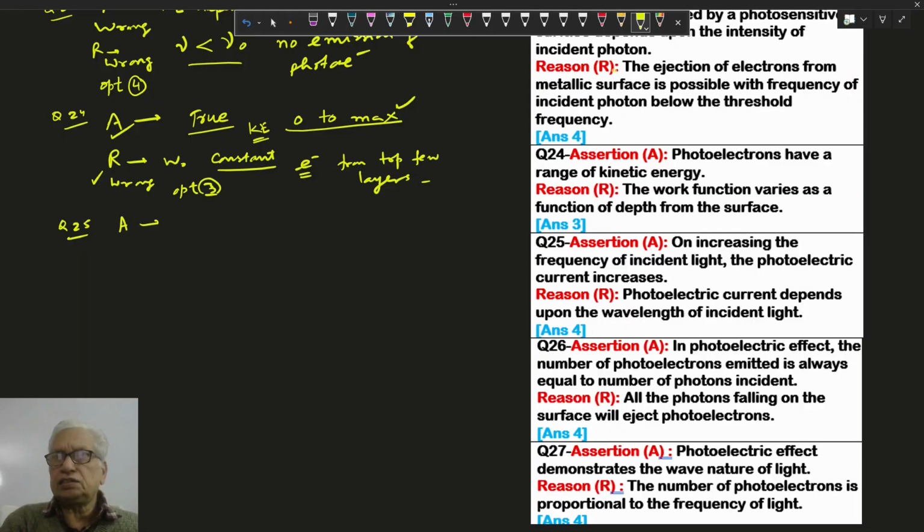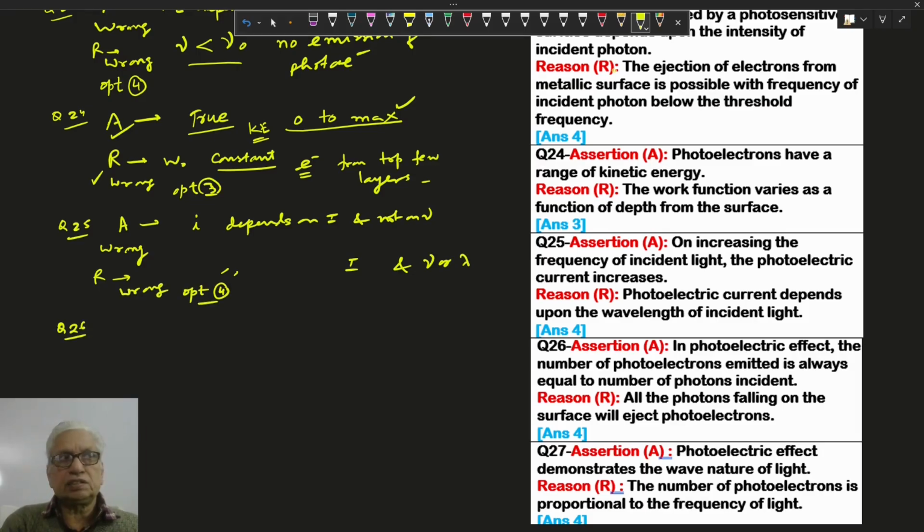Question 25. Assertion: on increasing the frequency of light, photo current increases. Photo current depends on intensity, not on frequency. So the assertion is wrong. Now the reason: photo current depends on the wavelength. It depends on intensity, not on frequency or wavelength. So this is also wrong. Option 4 is correct.